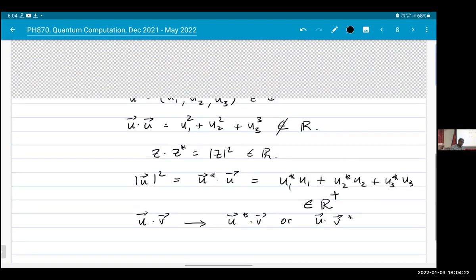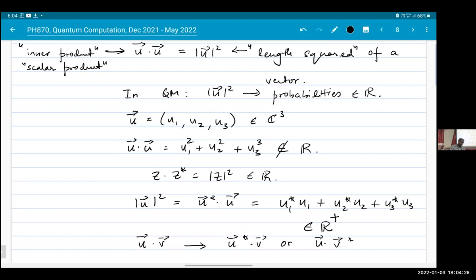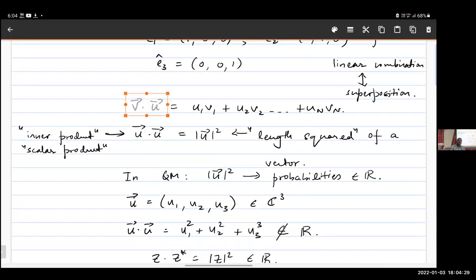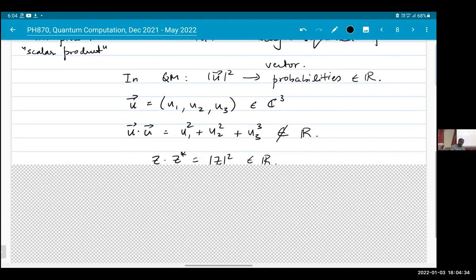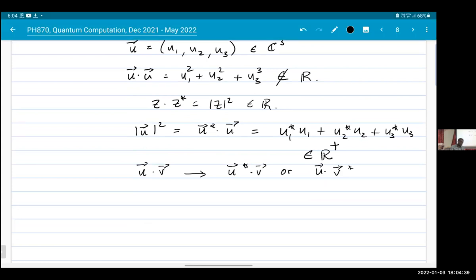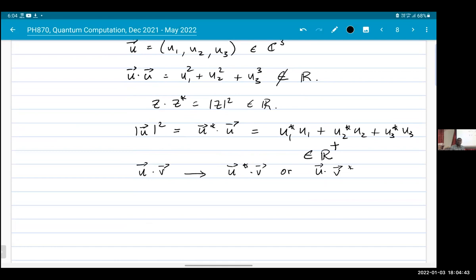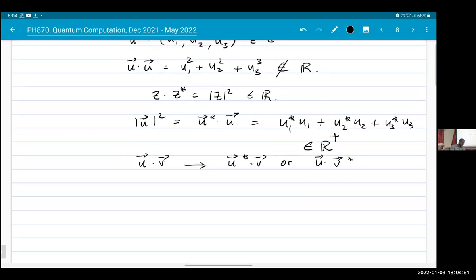Because this object, the length squared of U, it descends from the inner product, right? V dot U. So this inner product, now that I have taken a complex conjugate of one of these vectors, I have an option of putting this complex conjugate either on U or on V. There are two possibilities now. Which one of these should be my inner product? Right? This is why Dirac introduced these two different kinds of vectors.